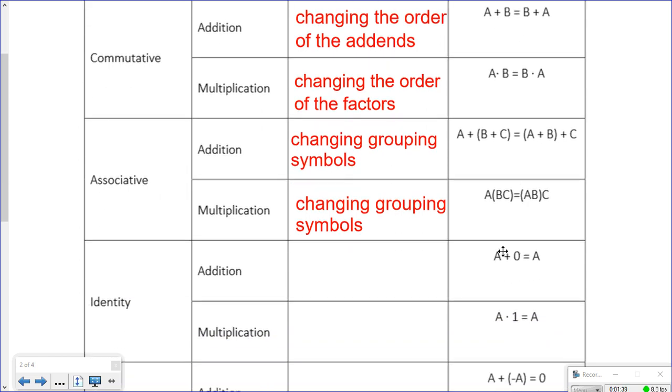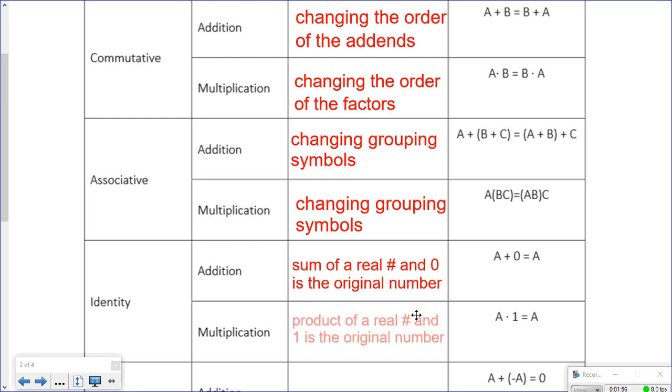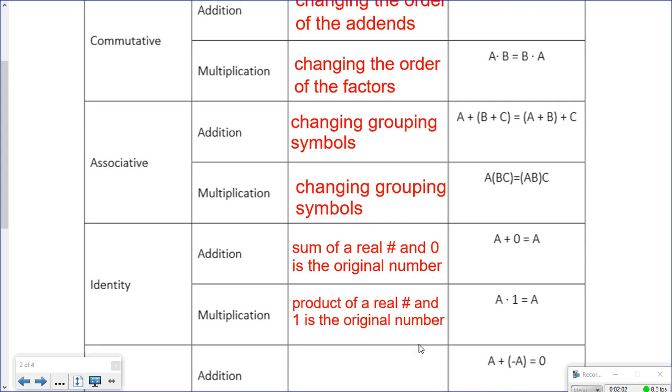The next one is identity property, again over addition and multiplication. If you have a number plus 0, you'll get that same number, or a number times 1, you'll get that same number. So the sum of a real number and 0 will give you the original number, and the product of a real number and 1 is the original number.